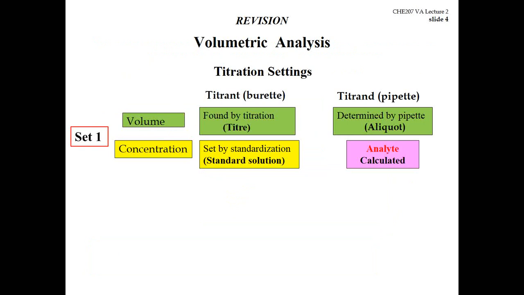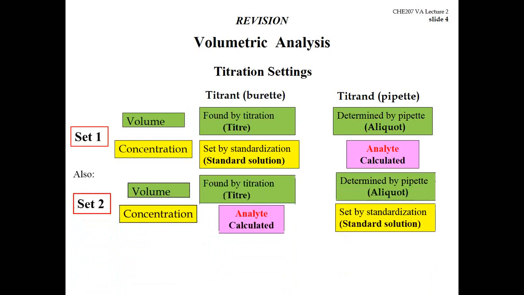In our example here, we need to determine the concentration of HCl. So HCl is our analyte. Setting up a titration, there are two ways that we can use. The first setting is when we have standard solution in the burette and we have the analyte in the pipette. From the pipette, we know the volume, that is the aliquot. At the end of the titration, we know the volume of the standard, that is the titre. Knowing 3 quantities out of 4, we can calculate the analyte.